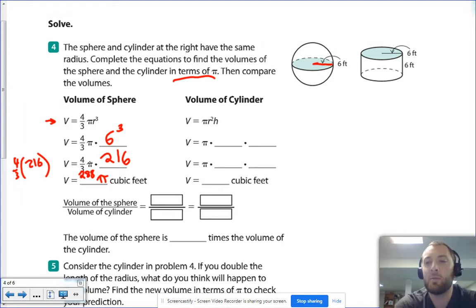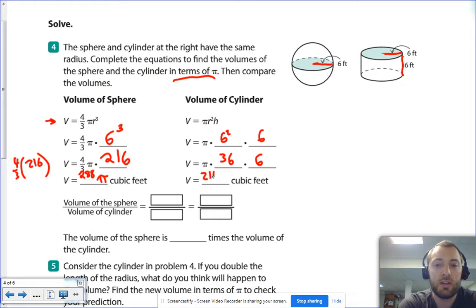Anyway, let's find the volume of the cylinder. So it's pi r squared times the height. The radius is 6, and the height is also 6 in this one. So pi times 6 squared times 6. I know 6 squared is 36, so really we're doing 36 times 6. And 36 times 6, oh, that's 216. So we have 216 with the pi cubic feet.